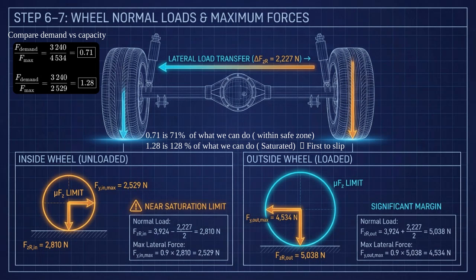This result clearly shows that lateral load transfer creates unequal grip between the two rear wheels. The outside tire becomes the dominant force carrier, while the inside tire approaches saturation first, an effect that strongly influences cornering stability and limits overall vehicle performance.